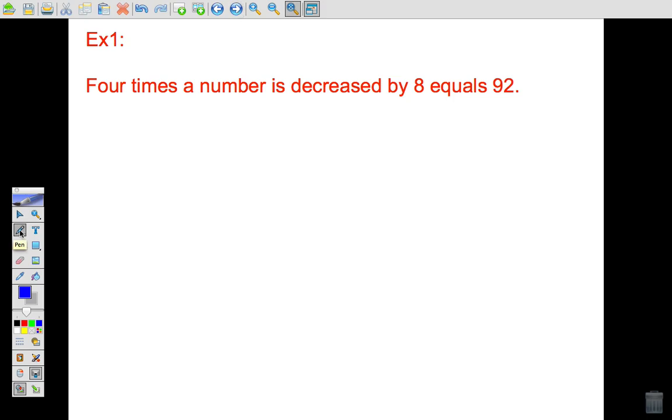So I'm going to underline some of the key words here. You definitely have the equal sign right there. So 4 times a number is decreased by 8. How would I write 4 times a number? 4n, or 4a, I'm going to use a this time. So 4 times the number, we would represent that as 4a. Is decreased, what does decreased mean? Minus. So 4a minus 8 equals 92. Now solve it.